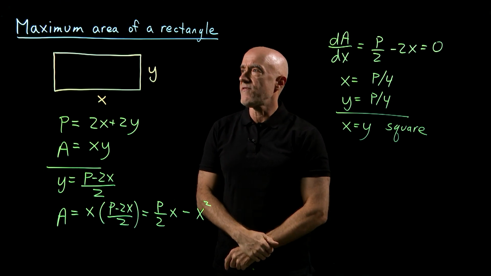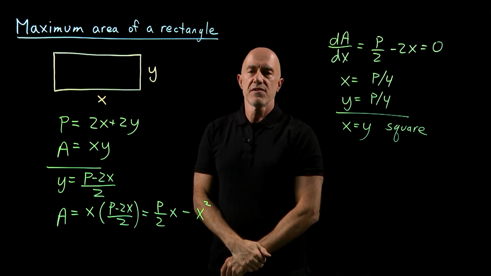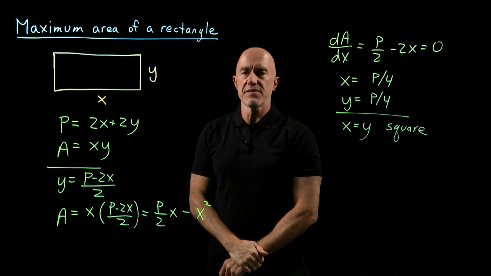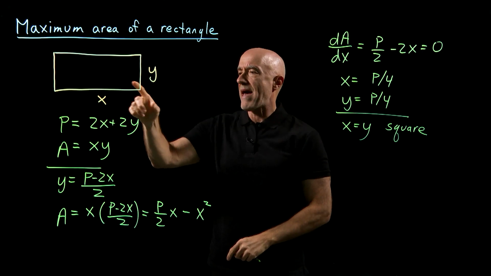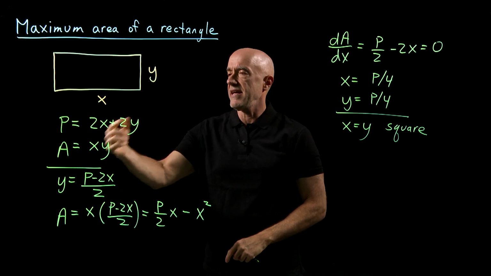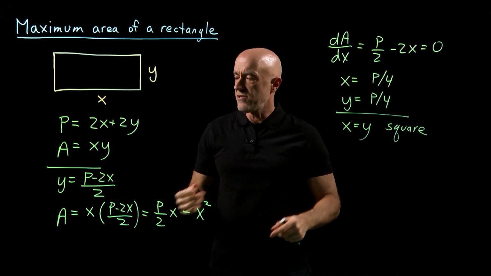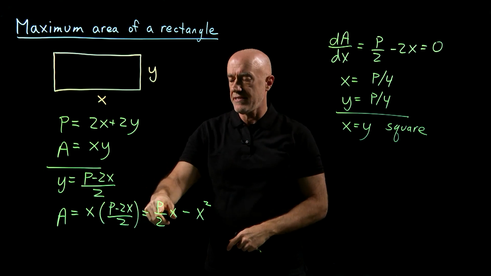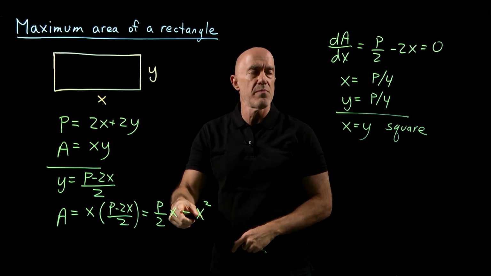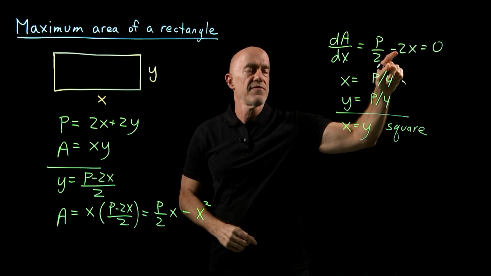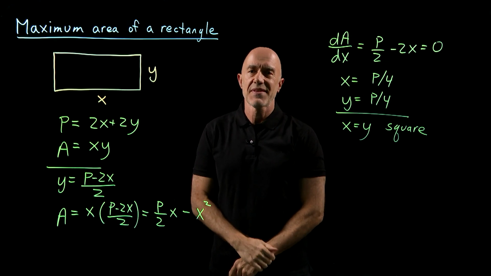So this is our first use of the derivative to find the maximum of a physical problem. What we're maximizing here is the area holding the perimeter fixed. The way to do that is to write the area as a function of a single variable and set the derivative equal to 0.